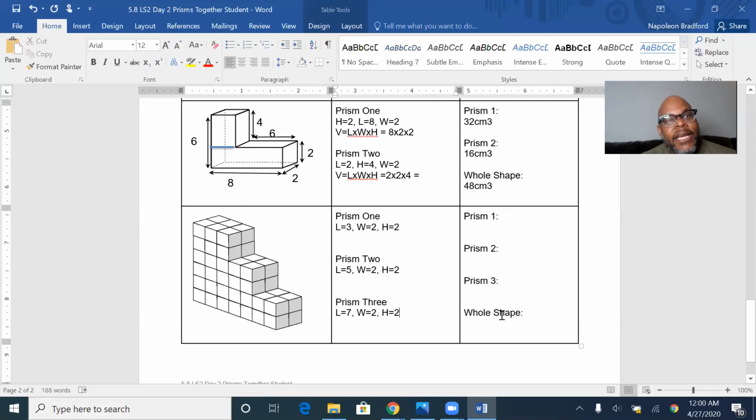All right. Take a minute and a half and give me the volume of prism 1, prism 2, and prism 3, and then give me the volume of the whole shape. In fact, you know what? I'm going to give you 2 minutes. Take 2 minutes, and give me the volume of prism 1, prism 2, and prism 3, and then the volume of the total shape.